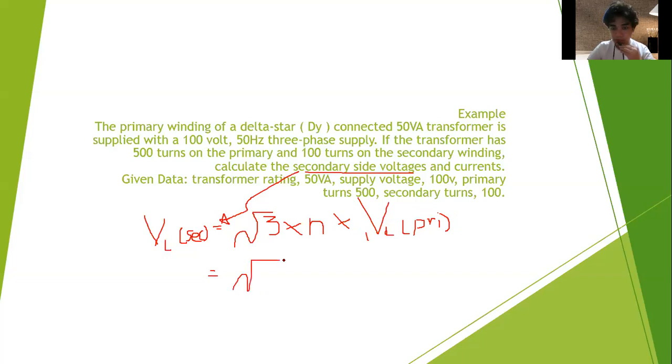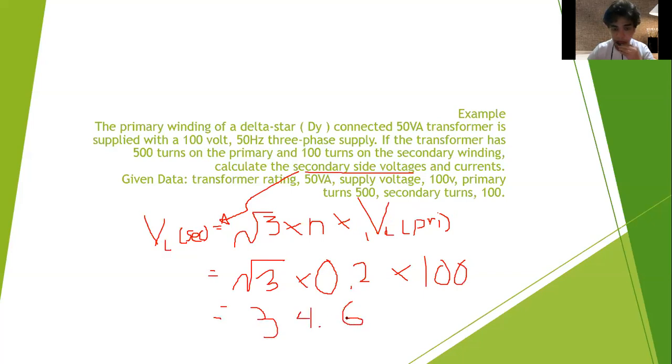So square root of 3 multiplied by 0.2 multiplied by 100 volts, which is the primary. So it will be equal to 34.64 volts. So that's how we obtain the secondary side voltages, or VL.